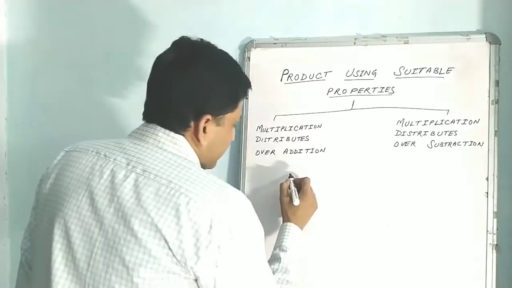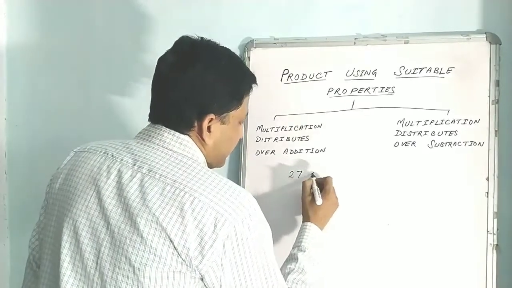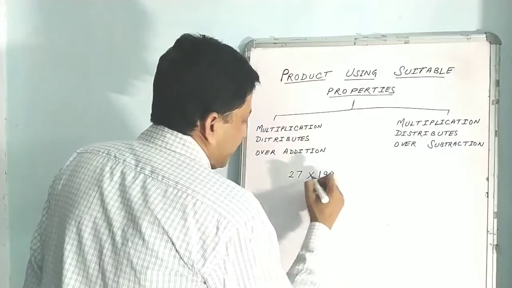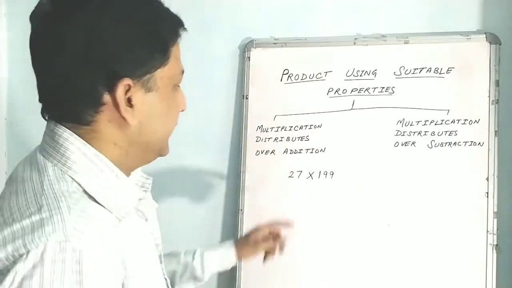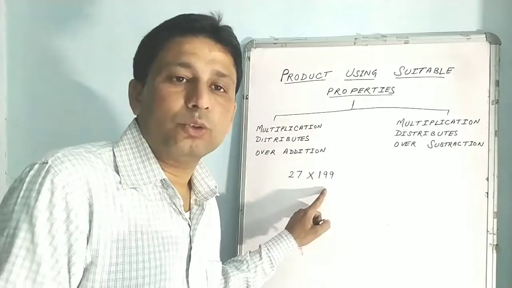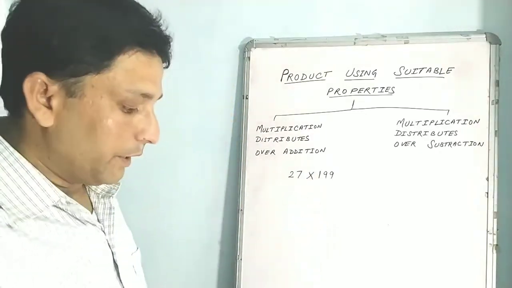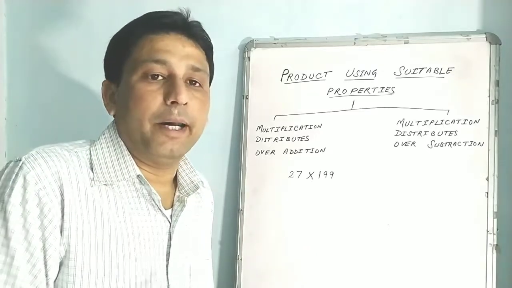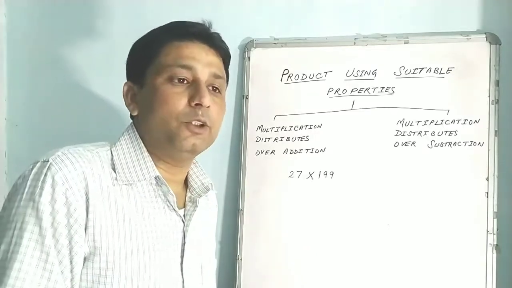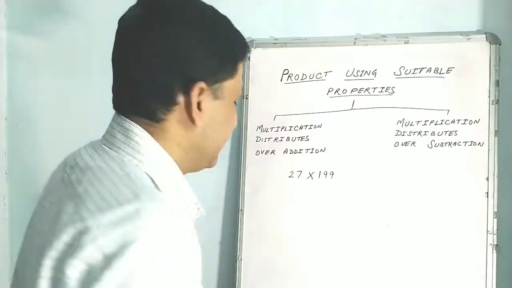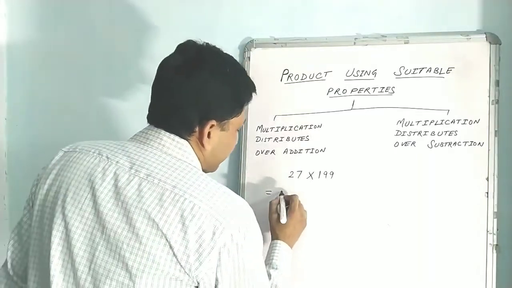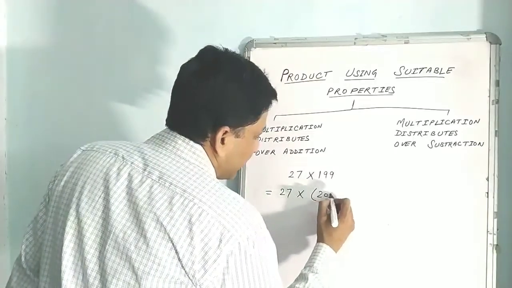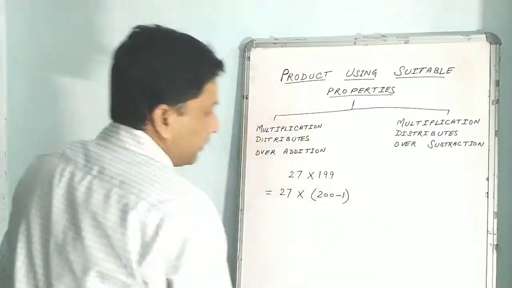If I write minus 27 into 199, here you can see that this integer is close to 200, so here we will break this 199 into 200 minus 1, because after subtracting you will get 199. So in the next step we will write minus 27 into, in bracket, 200 minus 1.